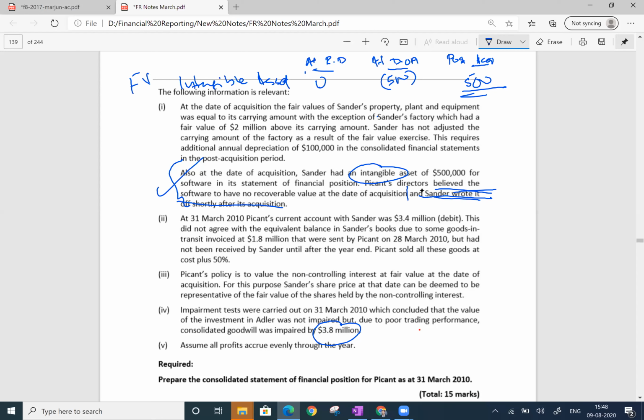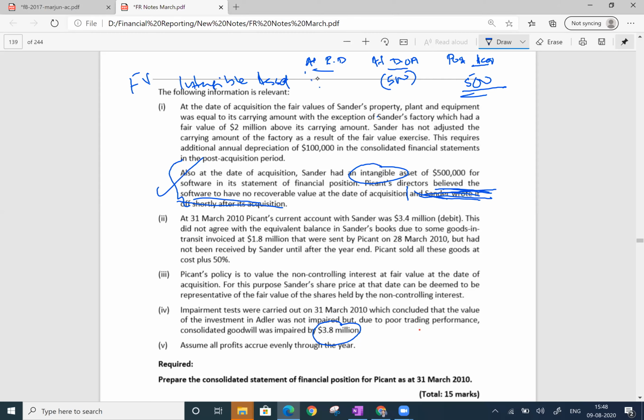There was one question paper in which this particular part was not there. The question was that at the date of acquisition, the subsidiary had an intangible asset of 500, but directors believe that it does not have any recoverable value at the date of acquisition. So minus 500. If the question stopped there, what amount will you write in at reporting date? Please tell. What will you write? Yes, same.